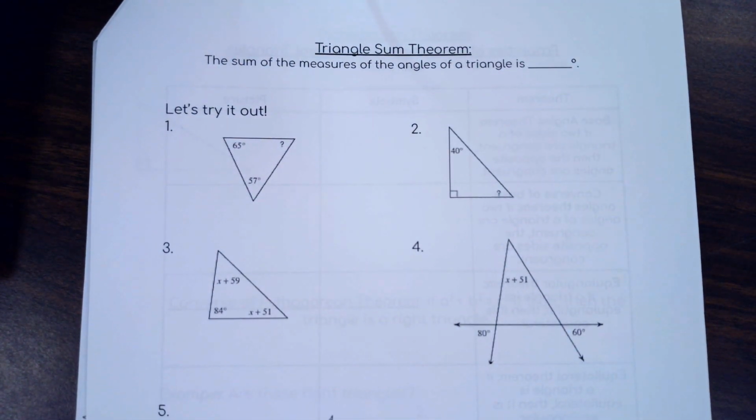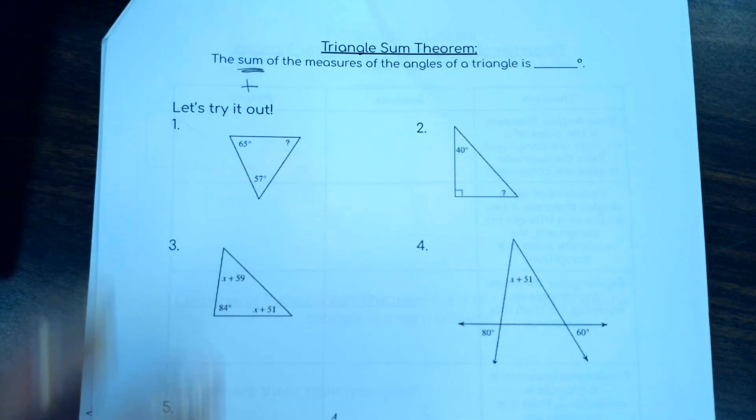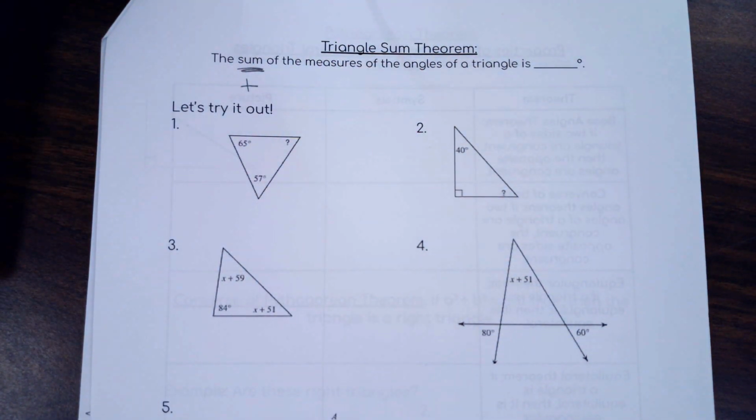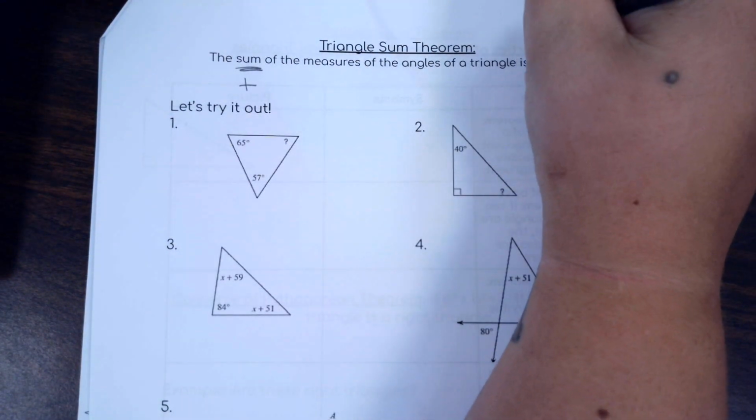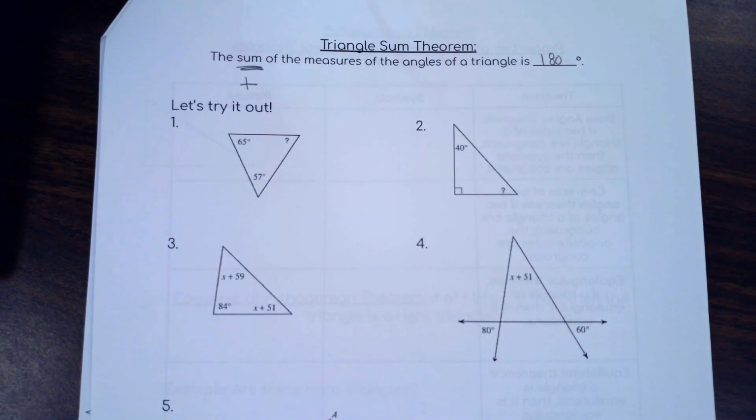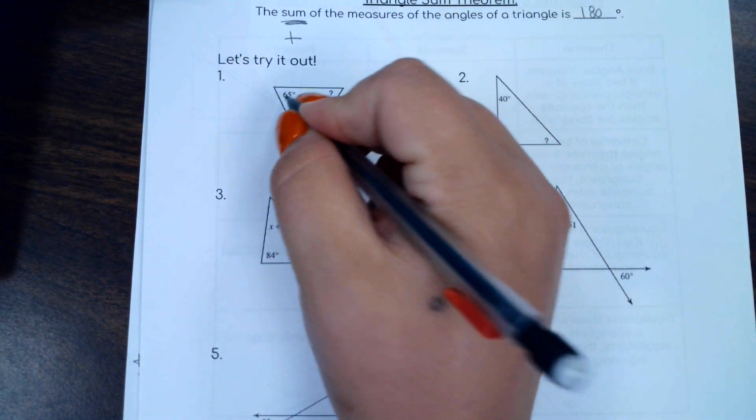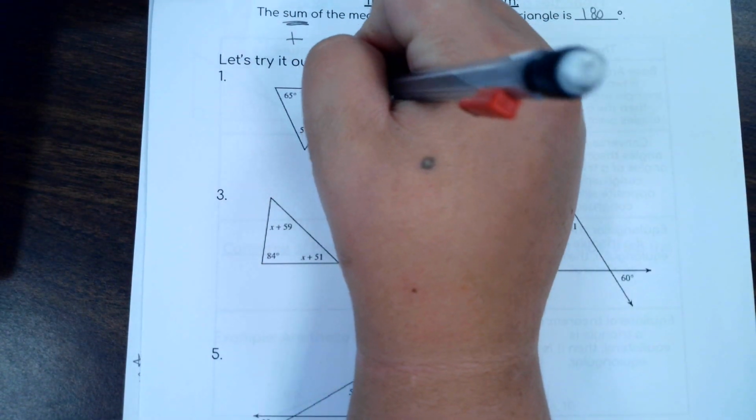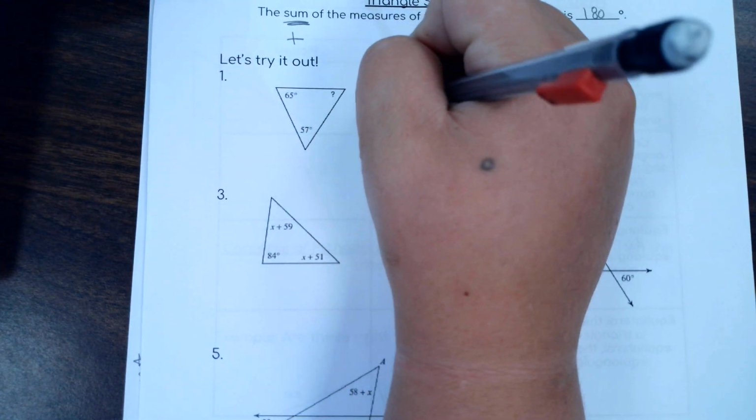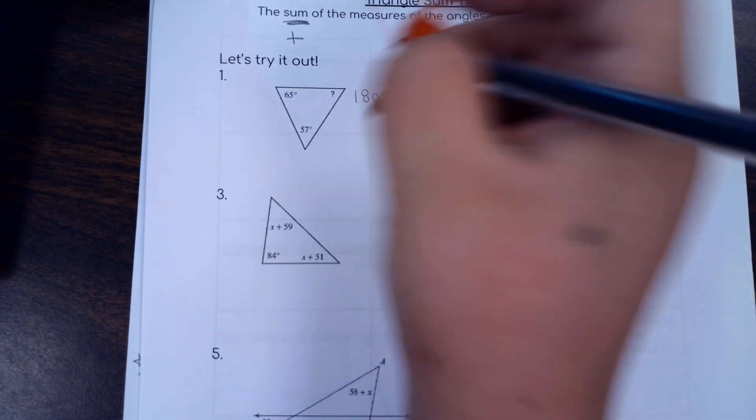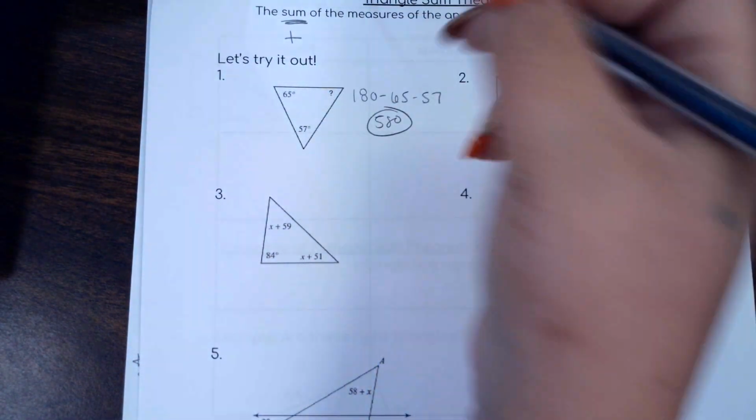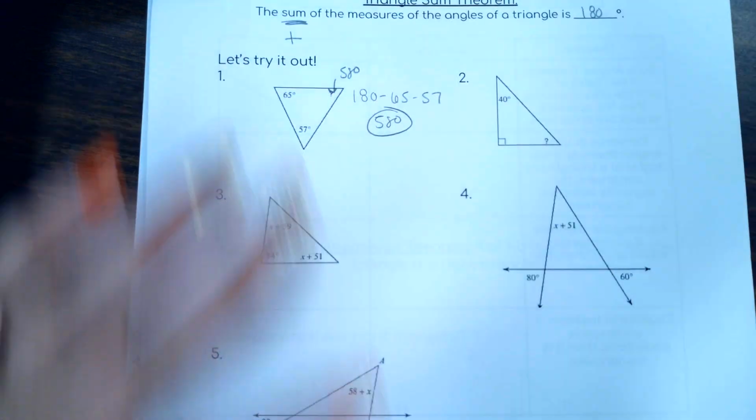So this is talking about the triangle sum theorem. The sum of the measures of the angles in a triangle is how many degrees? Remember, sum, we're talking add. So this means if we add up all the measures in a triangle, that's going to be 180 degrees. Any triangle in the whole wide world, all the angles will always add up to 180. So let's take a look at this first one. We know all three of these are going to add up to 180. So if we take 180 and subtract out the angles that we know, we will get 58 degrees. So that means this angle here is 58 degrees.